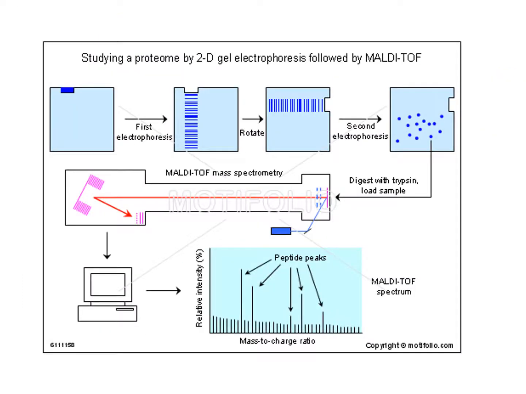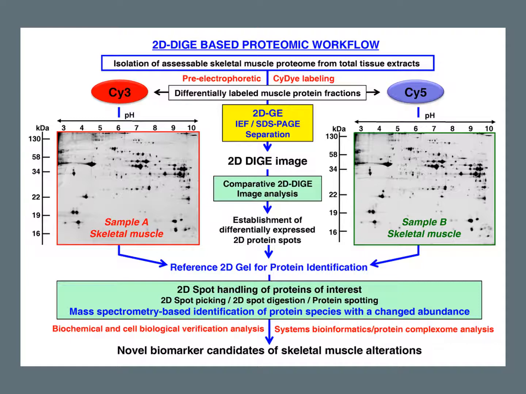So you can do electrophoresis. Here's 2D gels. You can digest with trypsin. And then you get the charge, the mass, you get some background, we get the main spectrum here that then you can figure out what exactly it is.